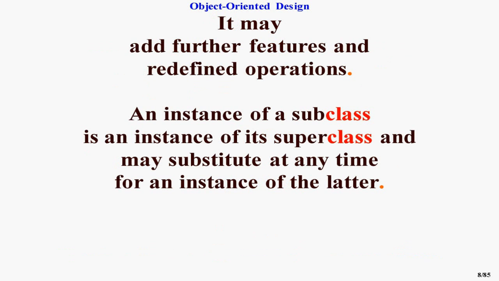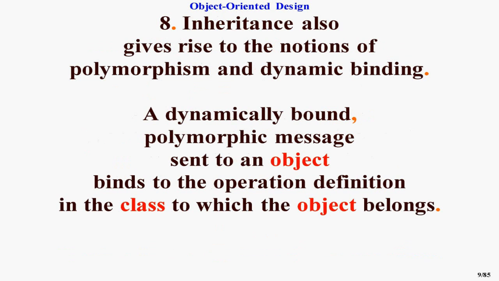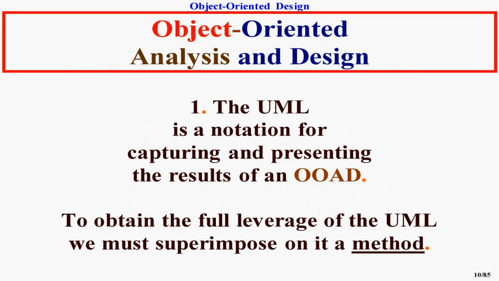8. Inheritance also gives rise to the notions of polymorphism and dynamic binding. A dynamically bound, polymorphic message sent to an object binds to the operation definition in the class to which the object belongs. Object-oriented analysis and design. 1. The UML is a notation for capturing and presenting the results of an OOAD.